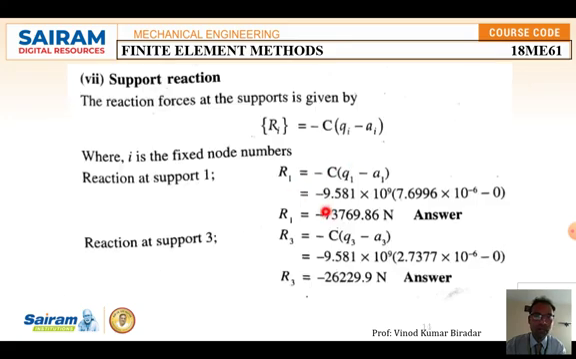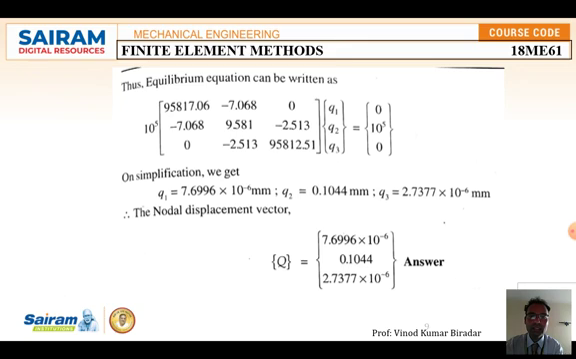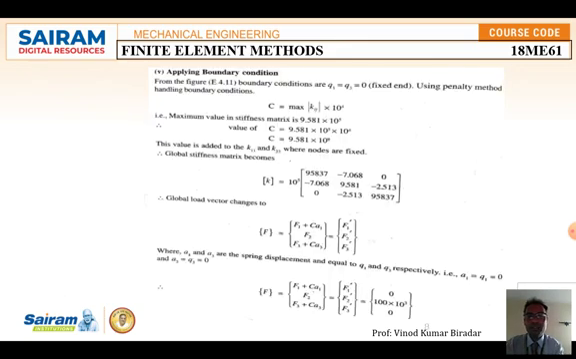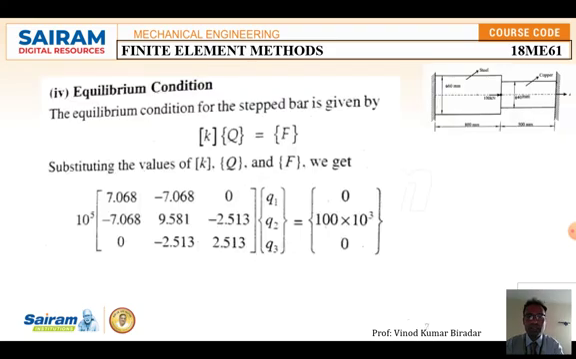So R1 is equal to minus 73769.86 Newton, and support reaction at 3 is equal to what? R3 is equal to minus C Q3 minus A3. Okay, the C value you know, Q3 value you know, A3 value you know, substitute, and you are going to get the R3 value. Like that you have to calculate the support reaction. The main thing here is that the support reaction formula changes. In the penalty method we calculate the maximum C value and substitute it wherever fixed nodes are there. You calculate the modified global stiffness matrix and solve, and you get the displacement, stress, strain, all those things.